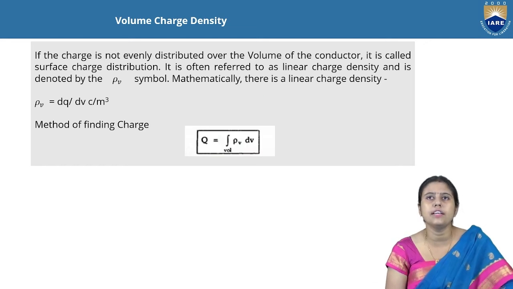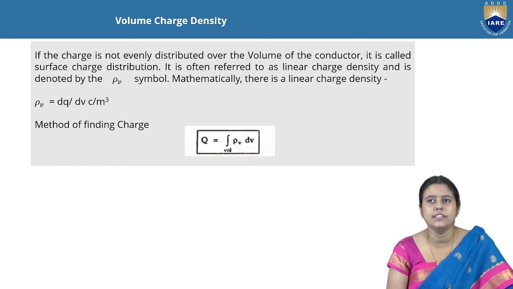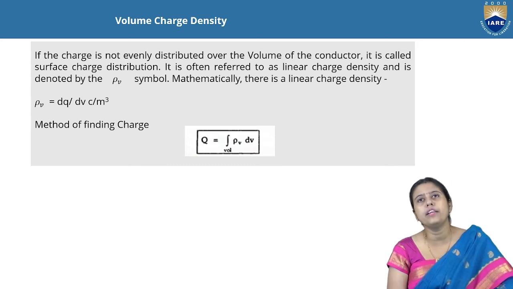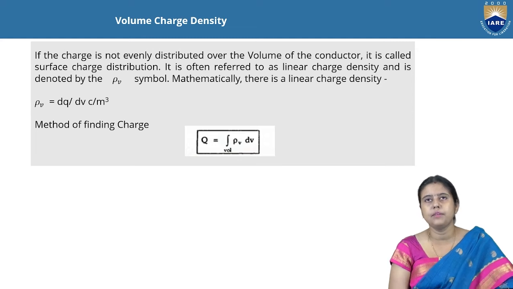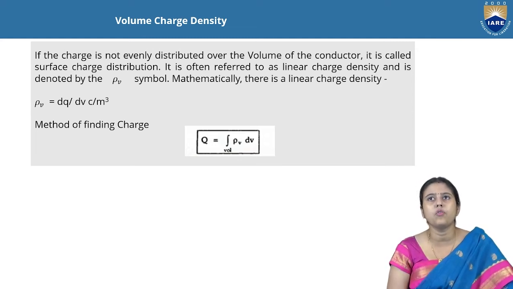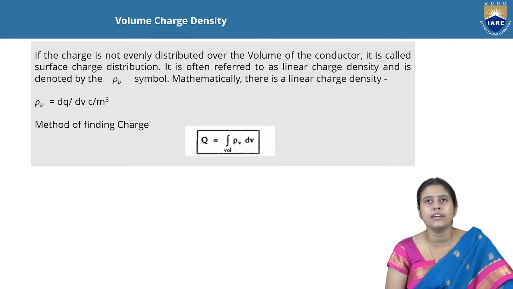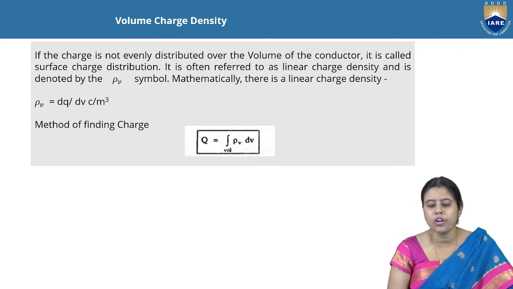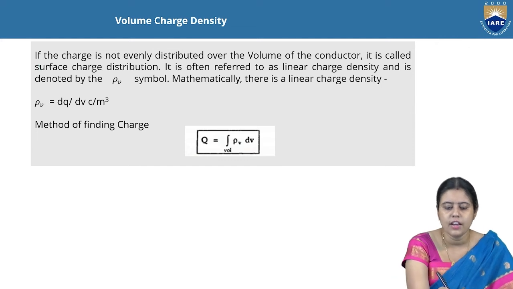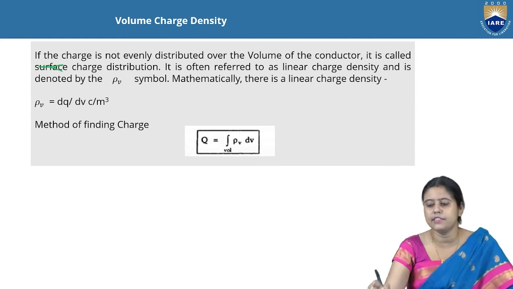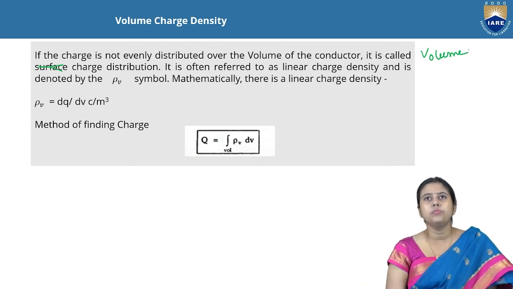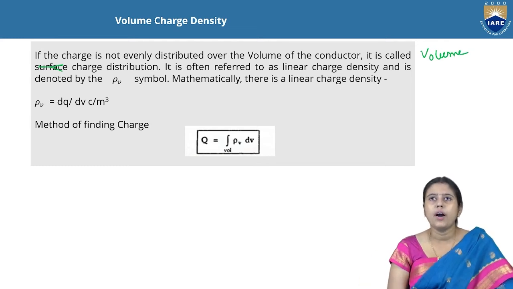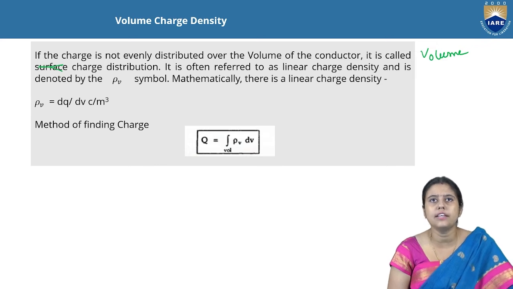Last important thing is the volume charge density. What is the meaning of volume charge density? Volume charge density means if the charge is not evenly distributed over the volume of the conductor, we call it a volume charge density.